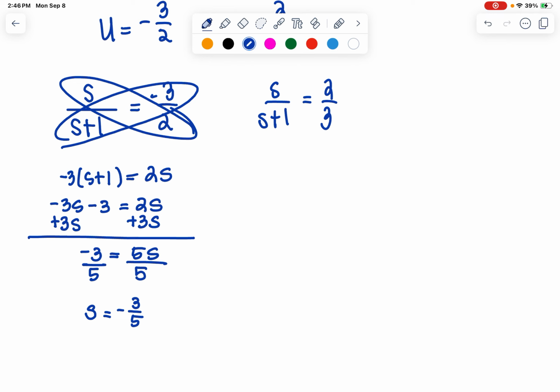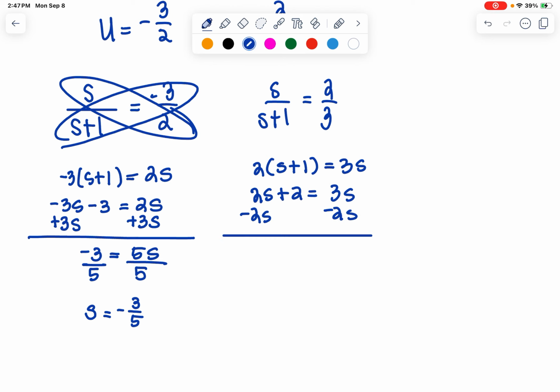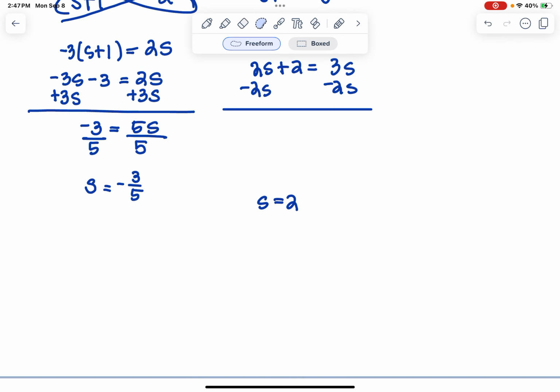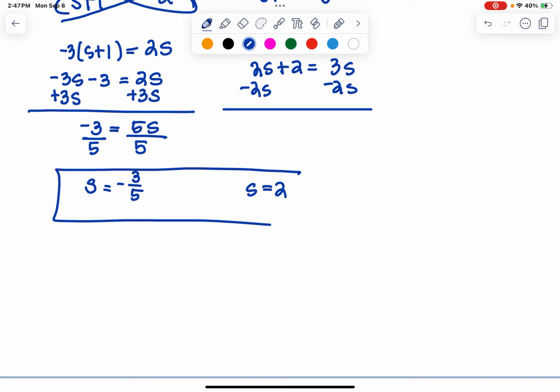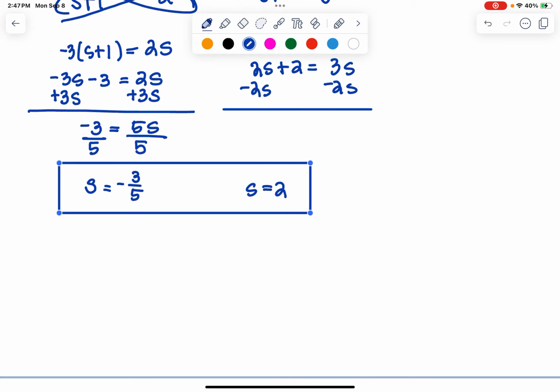So cross multiply. I got 2 times s plus 1 is equal to 3s. 2s plus 2 is equal to 3s. Subtract 2s from both sides, and I have s is 1. Right? No, sorry, s is 2. 1s is 2, so s is 2. So there's your two solutions. s is 2, and s is negative 3/5. I hope to never work with an s again. I don't like it.